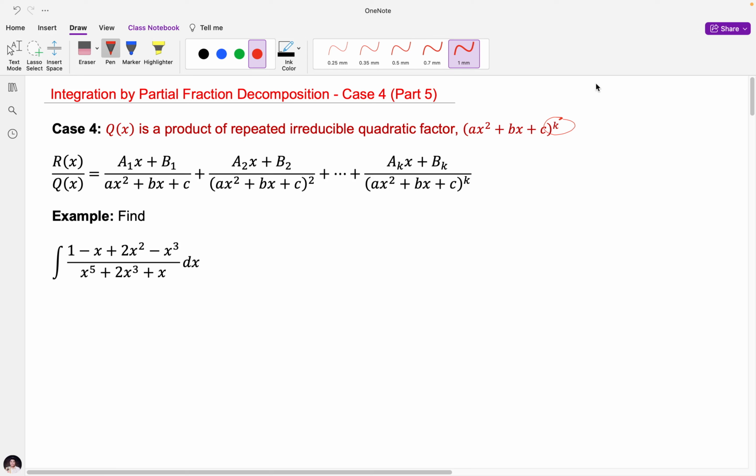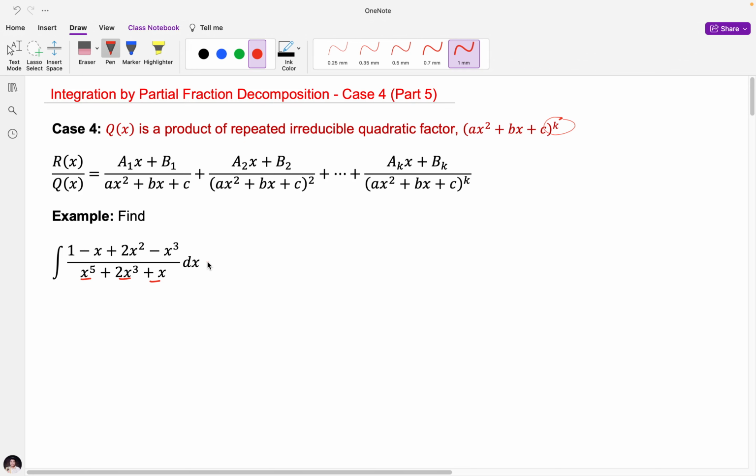So that means that we have a term of degree 1, a term for degree 2, and a term for degree 3. So para mas ma-gets natin siya, let's consider this example here, the integral of 1 minus x plus 2x squared minus x cubed all over x raised to 5 plus 2x cubed plus x dx. So the same process pa rin. We will factor the denominator. The obvious factor here is the x.